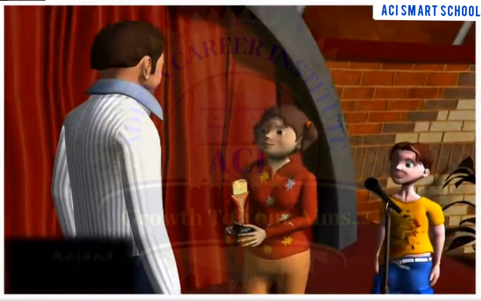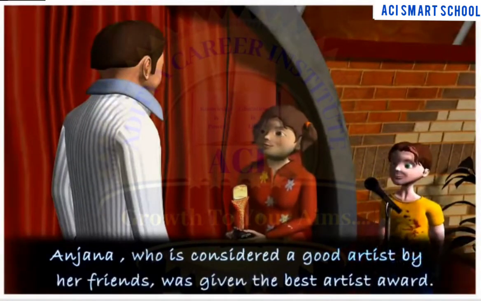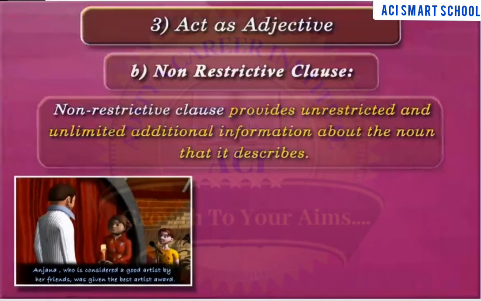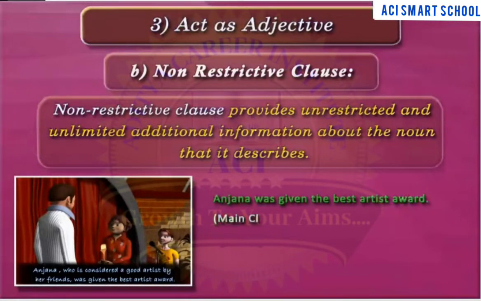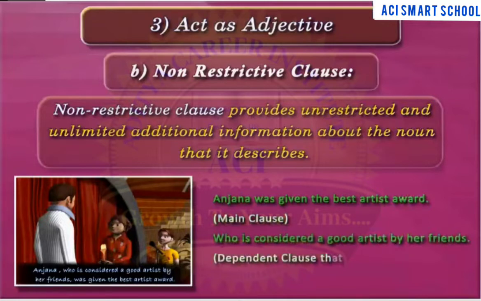Anjana, who is considered a good artist by her friends, was given the Best Artist award. This sentence is divided into two clauses. Anjana was given the Best Artist award, main clause. Who is considered a good artist by her friends, dependent clause, that is non-restrictive. Here, the dependent clause describes the noun Anjana. It acts as an adjective, but it is not essential for identifying the noun. The sentence would mean the same even in its absence. Hence, it is non-restrictive.